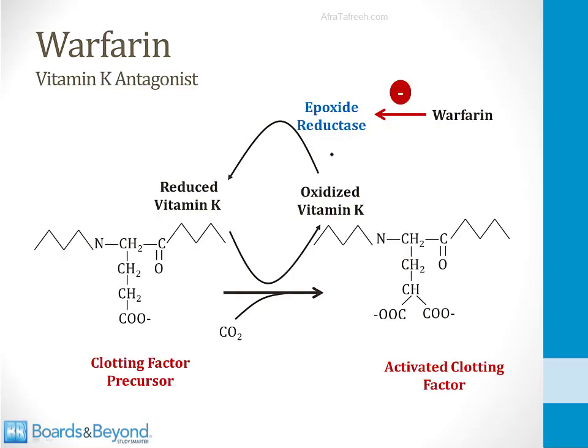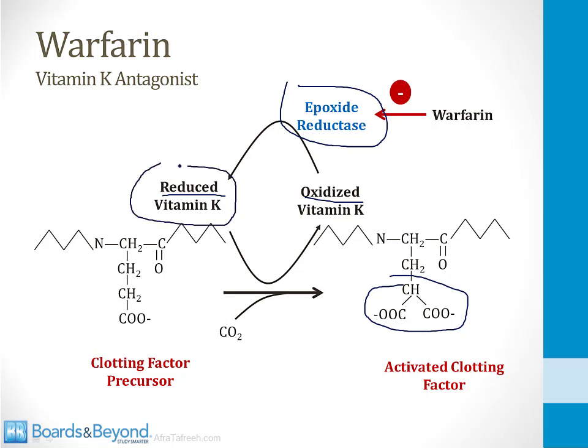Warfarin works by inhibiting an enzyme called epoxide reductase. What epoxide reductase does is convert vitamin K to a reduced form. When vitamin K assists in the gamma carboxylation of a clotting factor, it becomes oxidized. Epoxide reductase reduces it back to the reduced form of vitamin K and allows it to continue to contribute to the activation of clotting factors. By inhibiting this enzyme, all of the vitamin K gets tied up in the oxidized form, and it's not able to make more activated clotting factors.